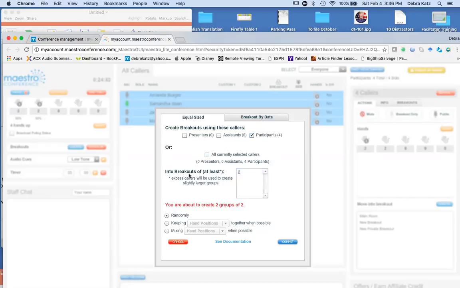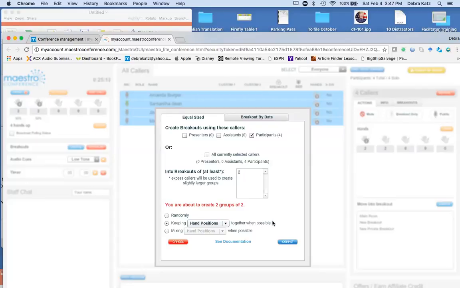And then it says into breakouts of at least 2. It says I'm about to create 2 groups of 2, and I have a choice. I can do it randomly where the system will decide who's going to be together, or since I did the poll where I said who wants to be in this room or who wants to be in the other one, I'm going to click on this, keeping hand positions together when possible.